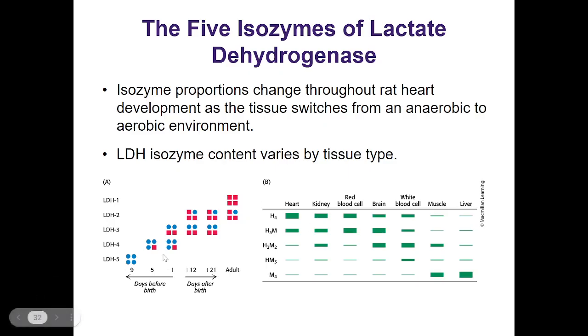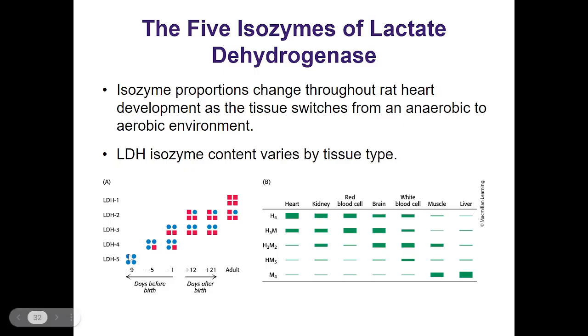All right. Now, these are the different LDH isozymes. Is everybody okay with that so far? They're going to have different amino acid sequences, but very similar catalytic activities. And they are essentially the same enzyme, just different amino acid arrangements of them. And then this is the days, 0 being birth. So days before birth, days after birth, and then they become an adult.